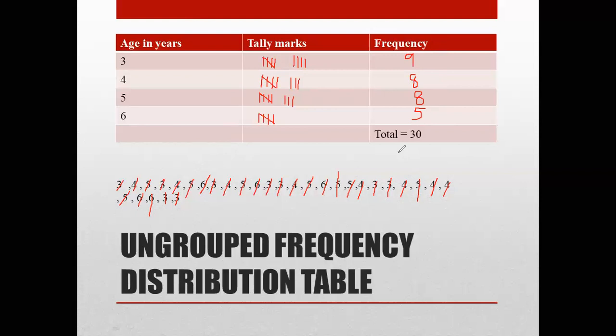Now add and check if this total is coming right. So 8 plus 8 is 16. 16 plus 5 is 21. 21 plus 9 is 30. Yes, we have got it right. So children, I hope you have understood how to draw the frequency distribution table. So today we'll be stopping with this one example or first question of this exercise.